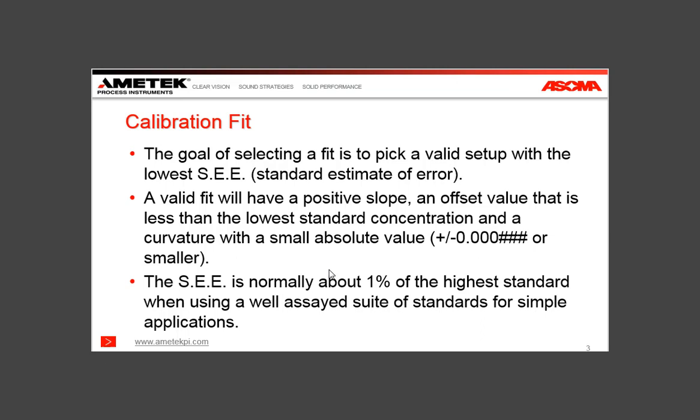The goal of selecting a fit is to pick a valid setup with the lowest standard estimate of error. A valid fit will have a positive slope, an offset value that is less than the lowest standard concentration, and a curvature with a small absolute value. The SEE is normally about 1% of the highest standard when using a set of well-assayed standards for simple applications.